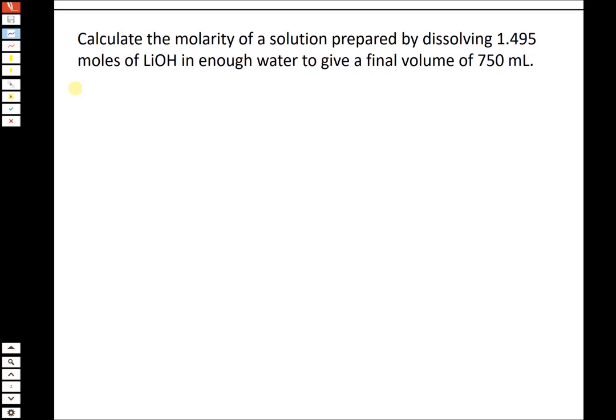It asks us to calculate the molarity of a solution prepared by dissolving 1.495 moles of lithium hydroxide in enough water to give a final volume of 750 milliliters. Whenever we're calculating molarity, remember we have to define it. Molarity, capital M, is moles of solute, whatever is going to be dissolved in the solution, divided by the volume of the solution, but in liters. Specifically, it has to be liters in the denominator for this to work.